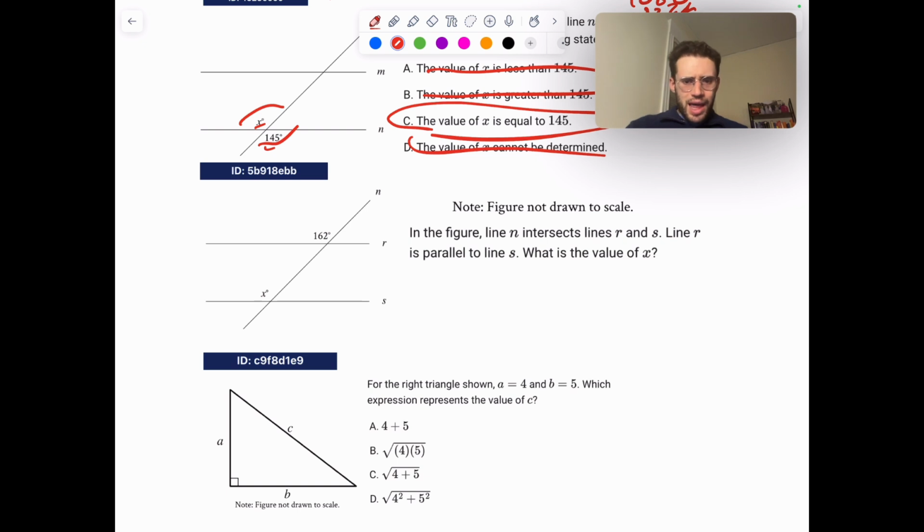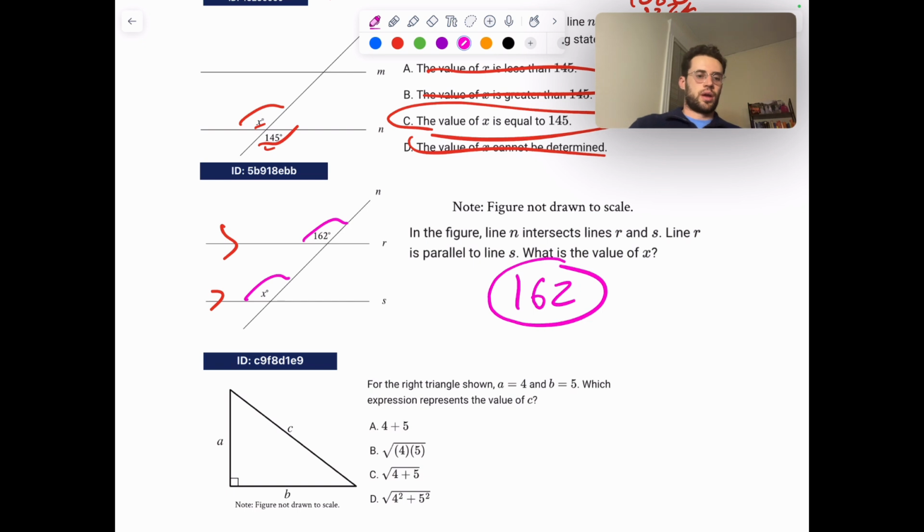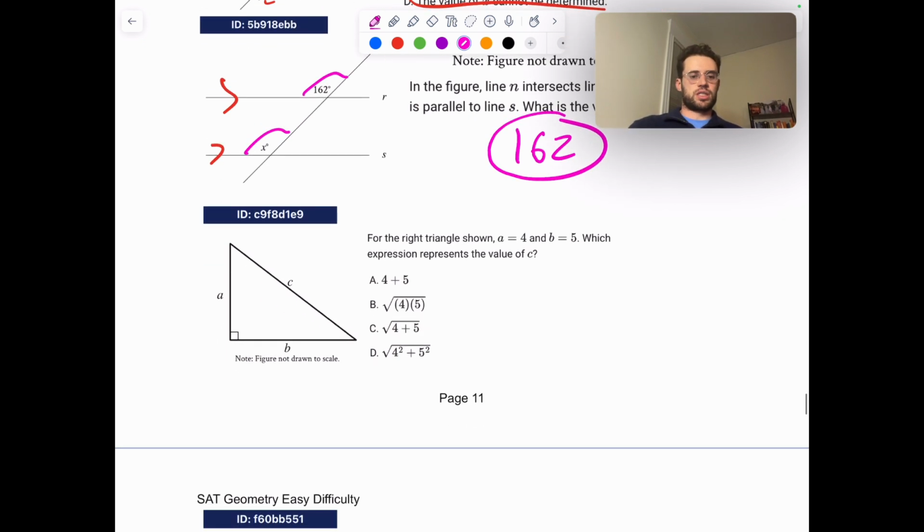In the figure, line N intersects lines R and S, so N is our transversal here. Line R is parallel to line S. Okay, so parallel lines cut by a transversal. What is the value of X? Well, these are corresponding angles, right? They're in the same spot on their respective parallel lines cut by the same transversal. So that means X is equal to 162. So our answer will just be 162. Right? They're the same angle measure, X degrees and 162 degrees.